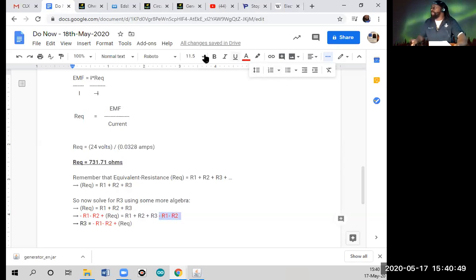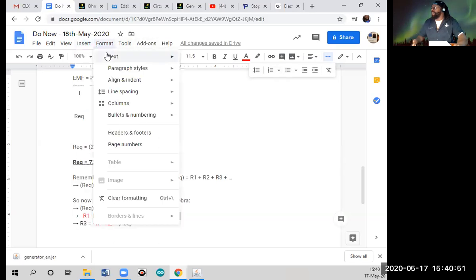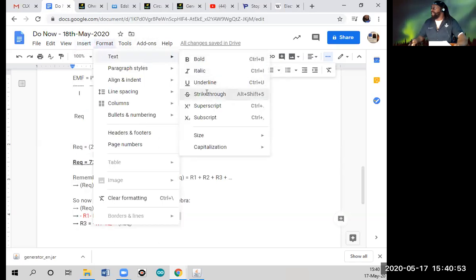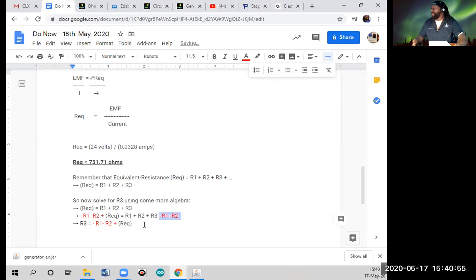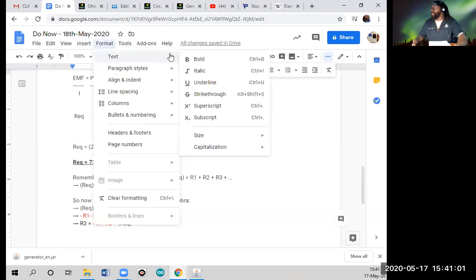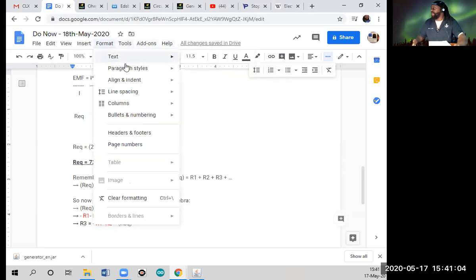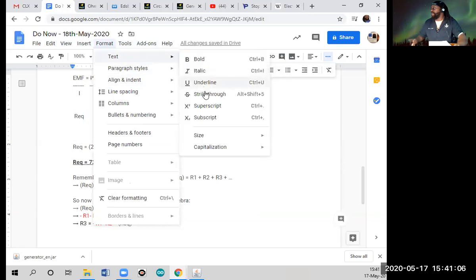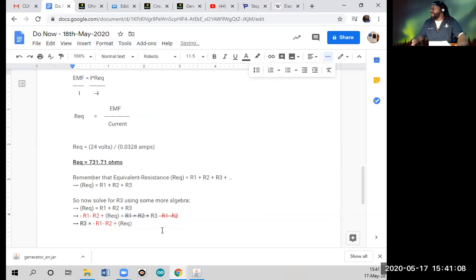You're like, what happened over there? I'm going to show you. And my dad would say, I'll show you better than I tell you. That cancels, right? And then all this here is going to cancel too, just in case you missed that step. All right? So now R3 is by itself, and that's why I wrote it that way.